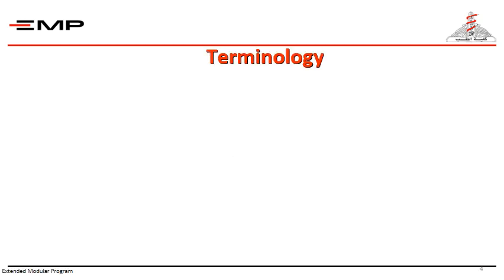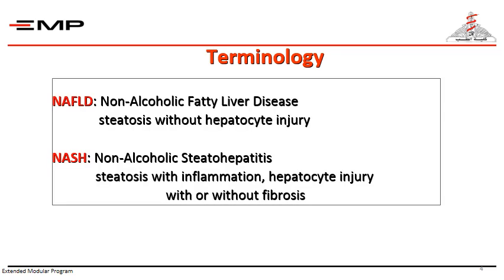We have to differentiate between NAFLD and NASH. As we said, NAFLD is non-alcoholic fatty liver disease, which means steatosis or fat deposition in the liver cells without hepatocyte injury, while NASH, or non-alcoholic steatohepatitis, is steatosis, that is fat deposition in the liver, associated with or causing inflammation, hepatocyte injury, with or without fibrosis.